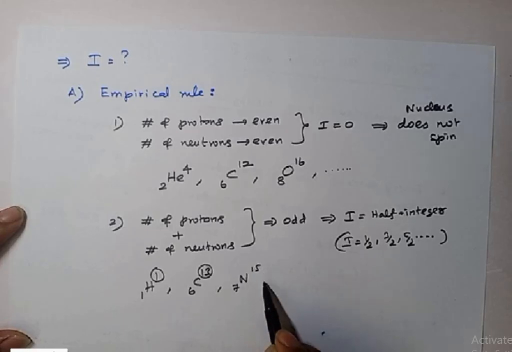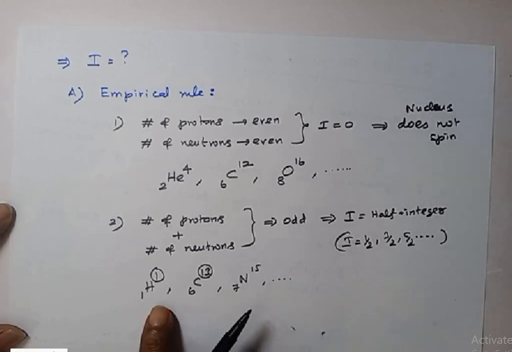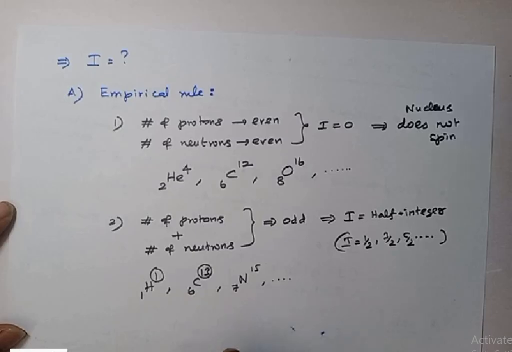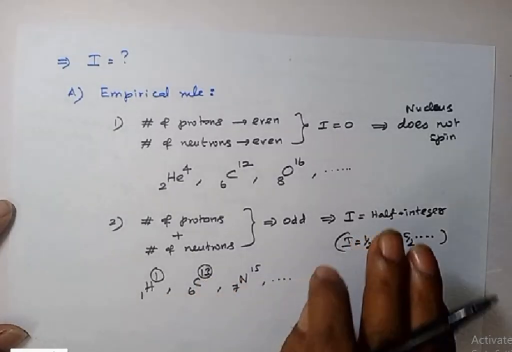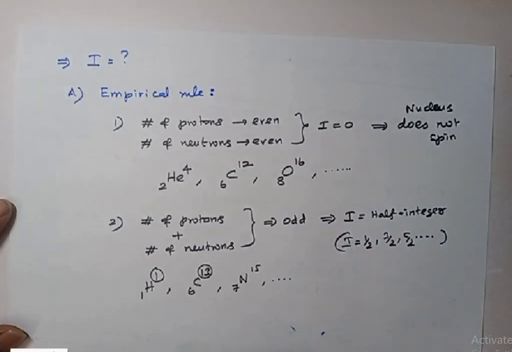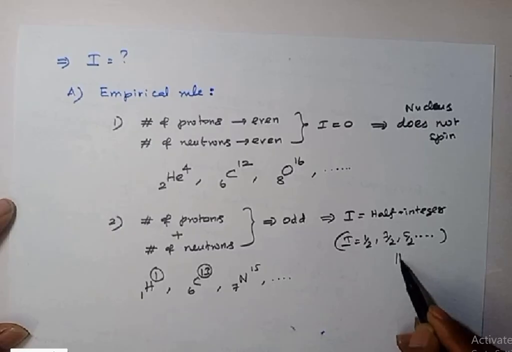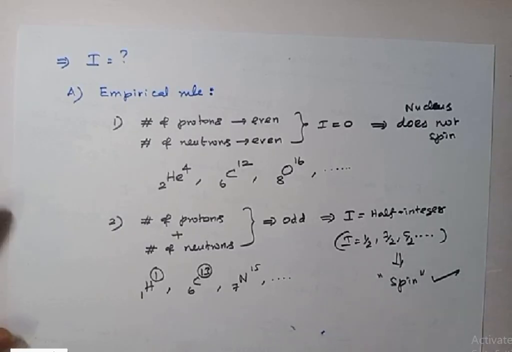N-15, etc. The nuclei of these atoms have I equal to a half-integer value, and these nuclei have this property of spin. They spin.